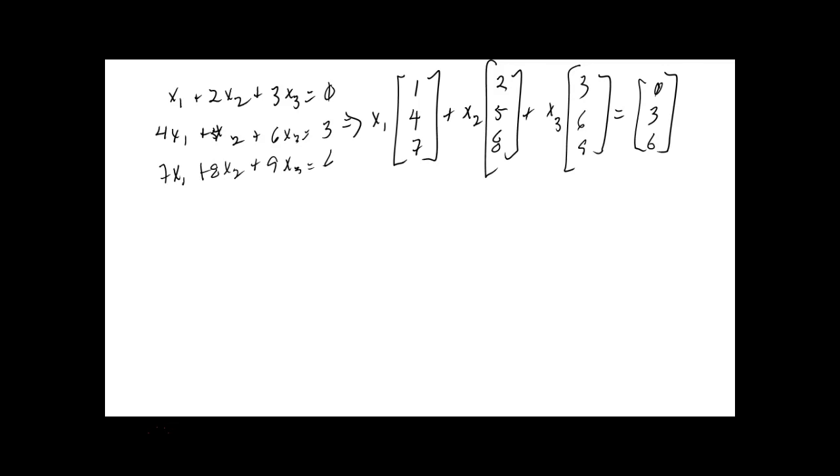Now, they set it up, act like they're going to do something with it, and go back and do Gaussian elimination again. Which, yeah, why? Okay. So let's do it. That would be 1, 2, 3, 0, 4, 5, 6, 3, 7, 8, 9, 4.